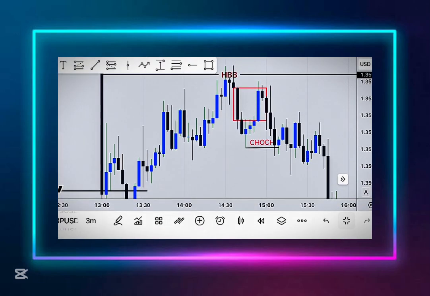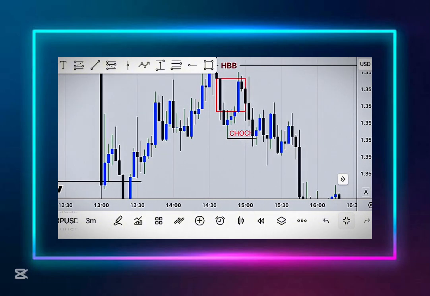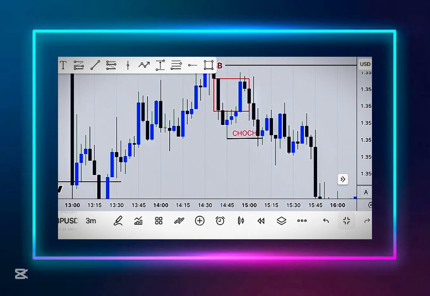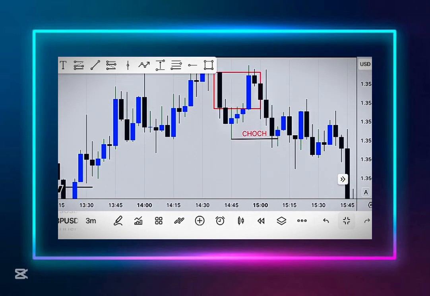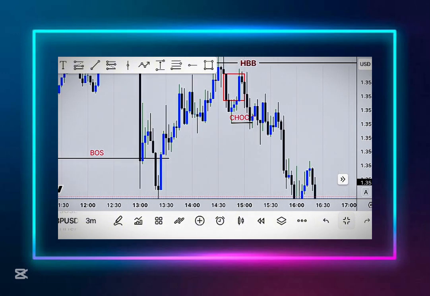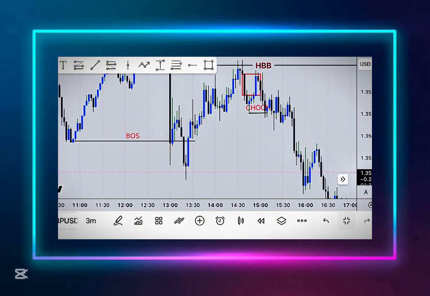So that automatically means that they're buying, or sorry, they're selling. So the market has changed character. Now I could get my entry around this side. Let me show you where I can get my entry right now, and get my entry around this side.